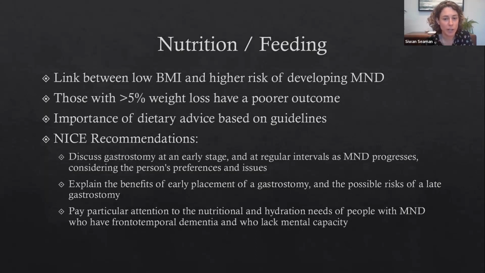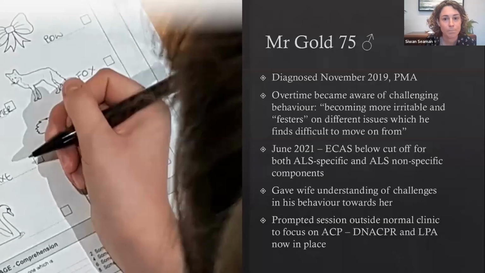So this is just pulling across the NICE 2019 guidance on management of MND in this area, nutrition. So the importance of discussing gastrostomy at an early stage and then at regular intervals according with patients' preferences, explaining the benefits of early placement and the risks of not placing or late placement, and paying particular attention to the nutritional and hydrational needs of patients who have associated cognitive impairment.